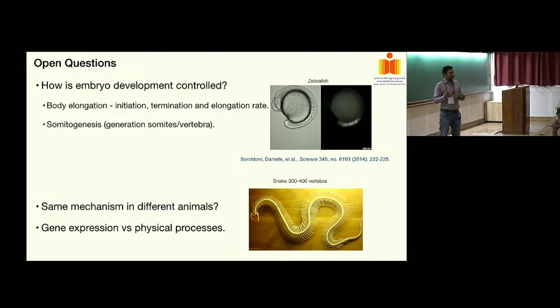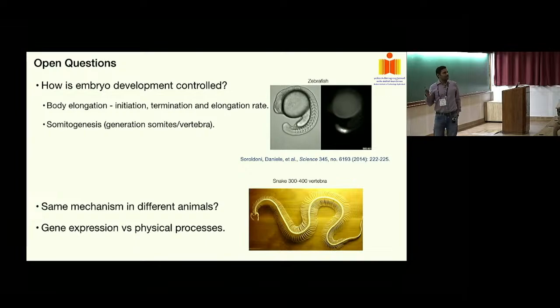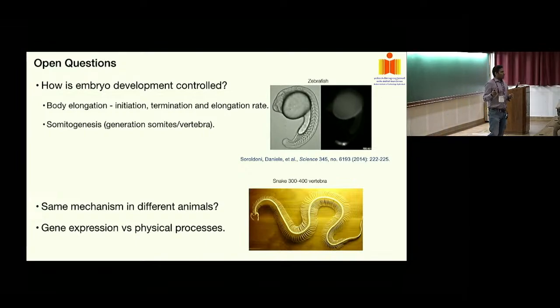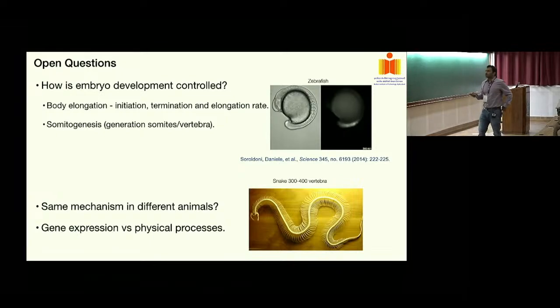and that should be able to drive the system. So what we'll try to do here is say that once the cell type has been differentiated, once the gene expression has been given to the cell, can physics alone drive the elongation? Can physics alone drive somitogenesis? So this is what we'll try to do today.